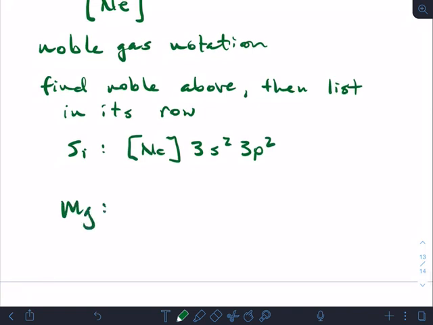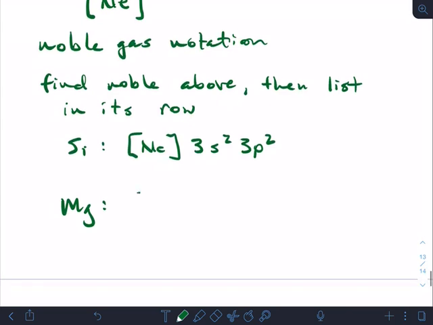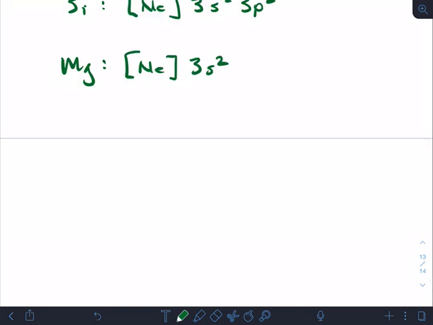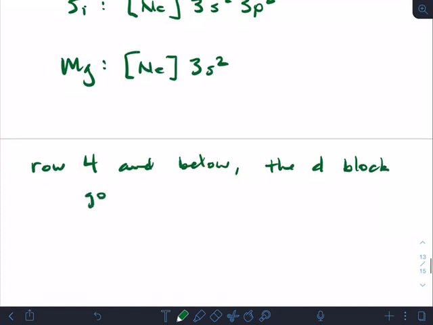Right? So if I wanted to do magnesium, I find the noble gas above it, which again is neon, and just say 3s2. And that's it. Okay? Now, when dealing with things that are in row 4 and below, the d block goes back a number.